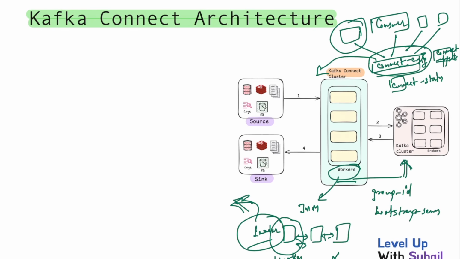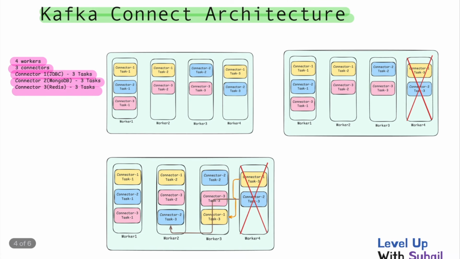Now let's see how rebalancing happens in the workers in a Kafka Connect cluster. First of all, please watch the partition rebalancing video I made on my YouTube channel. I will mention it in the description, and you can also see the card being shown over there, because that is a prerequisite video for this kind of understanding. Rebalancing happens when a worker joins, a worker leaves, or the connector configuration changes.